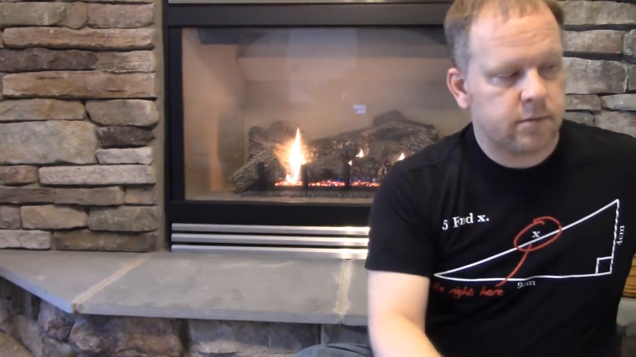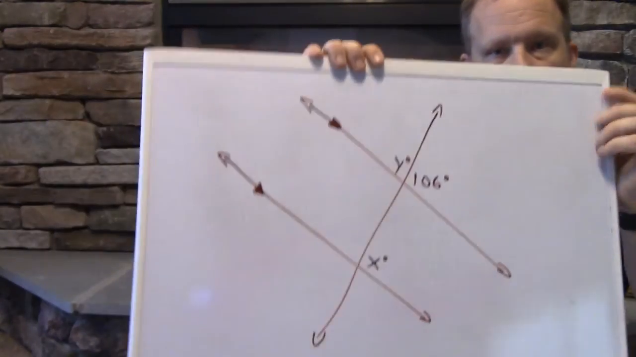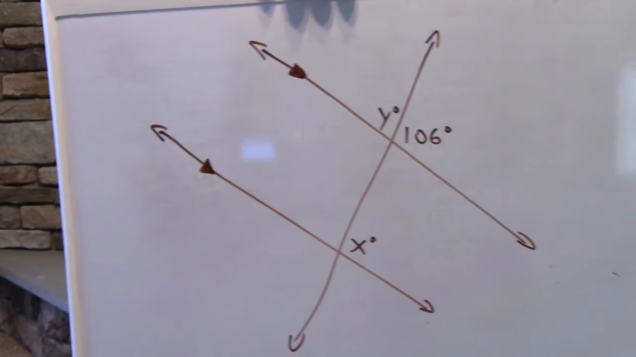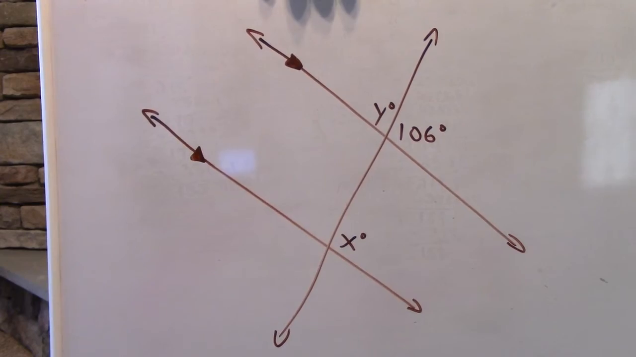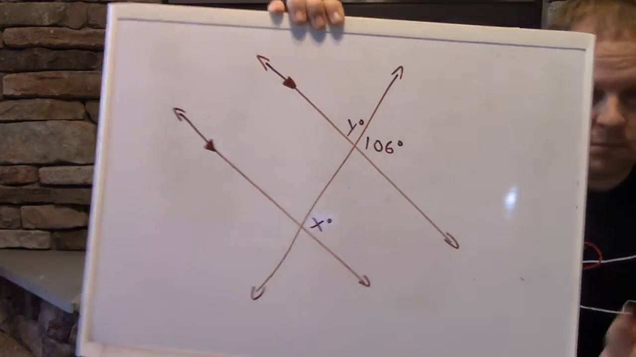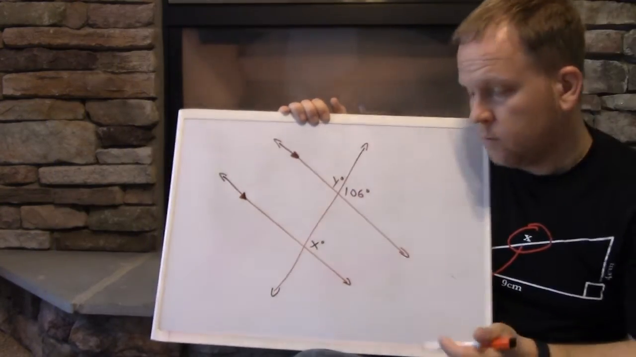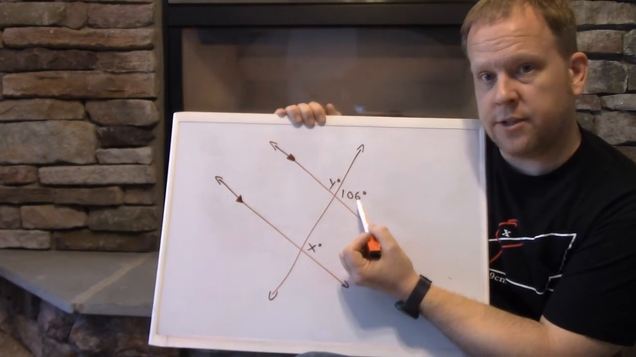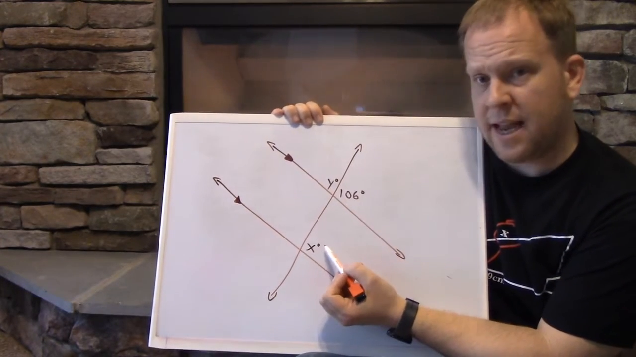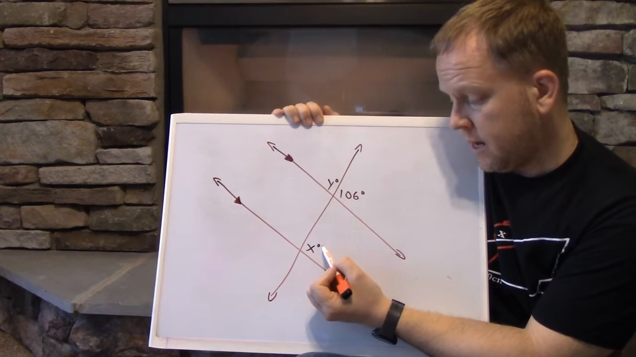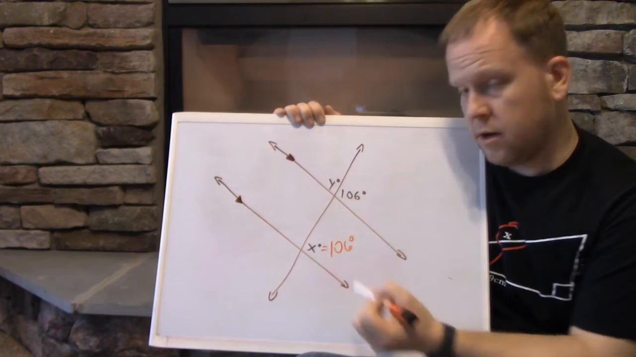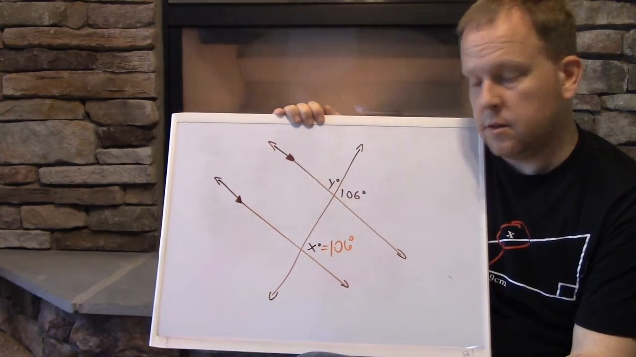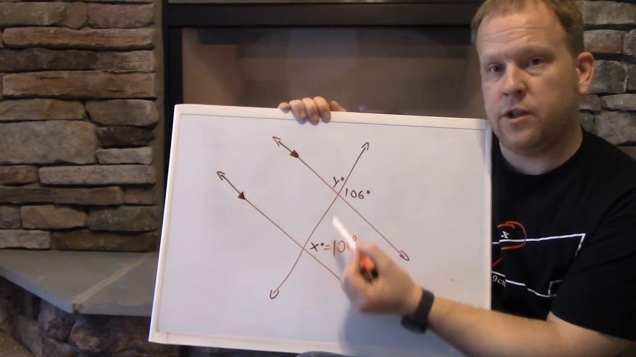Look at the problem right next to that. Very similar. Again, find the values of both x and y. Well, once again, the 106 degrees is corresponding to angle x. So x is also 106 degrees.